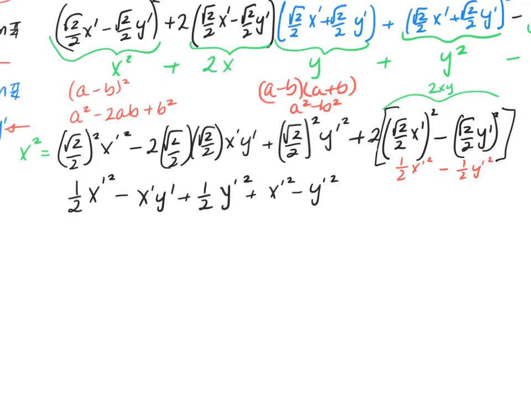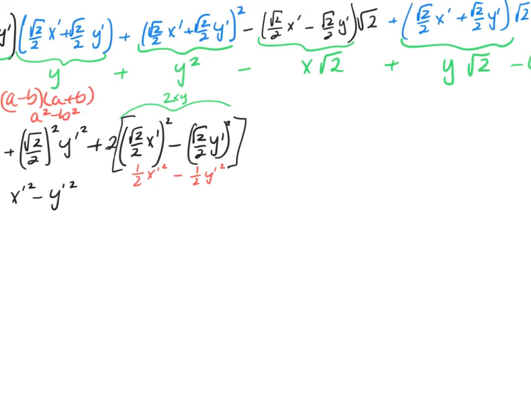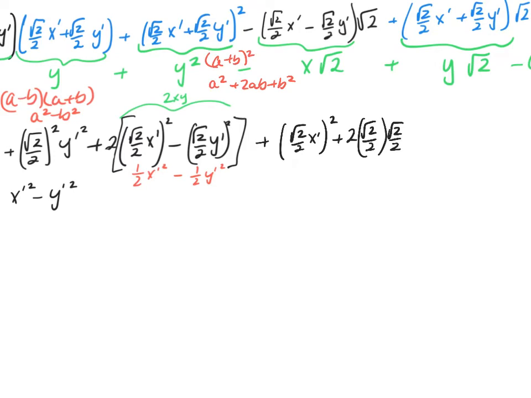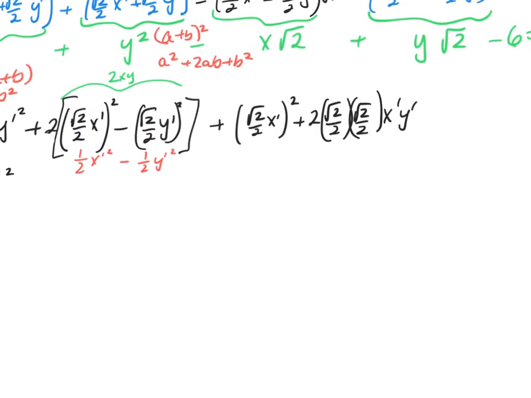Moving on to the next term, which is the y squared term. I'm going to use the fact that this is a perfect square trinomial again. This is a plus b, the quantity squared, so that gives me a squared plus 2ab plus b squared. So this term is going to be the square root of 2 over 2 x prime, the quantity squared. This is a plus b squared? Yep. Plus 2 times the square root of 2 over 2, the square root of 2 over 2, x prime, y prime, plus the square root of 2 over 2, y prime, the quantity squared. All of that I just wrote is my y squared.